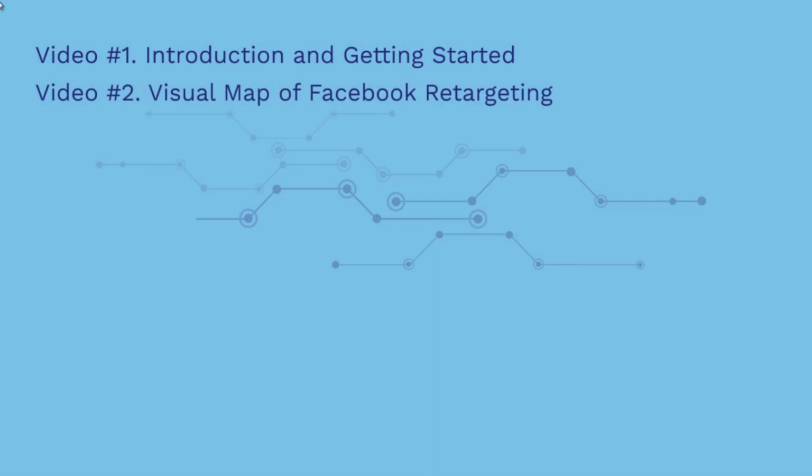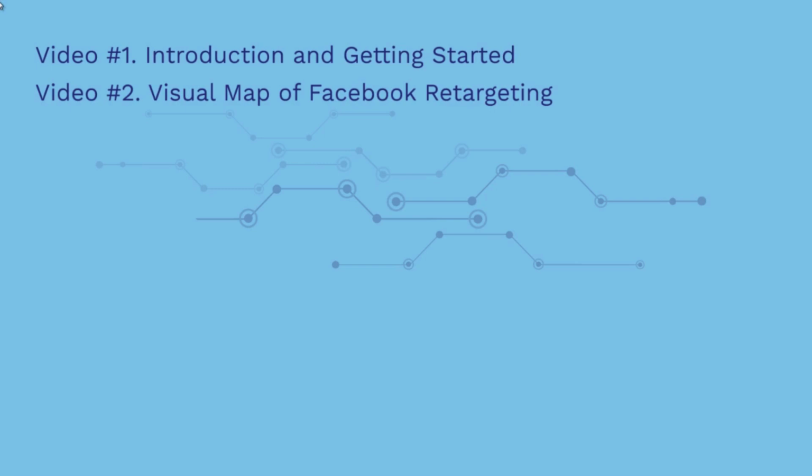Video number 2 is going to be a visual map of Facebook retargeting. And what that includes is I'm going to show you how Facebook retargeting works. A lot of times people jump straight into showing you how to set things up, but unless you really understand how everything fits together, what connects to what, and all of that, it's really going to become confusing. Because if you set things up like an email opt-in retargeting campaign, or a blog post campaign, or a purchase retargeting campaign, every one of those is different.